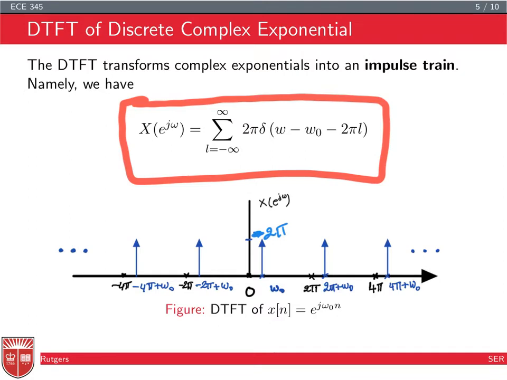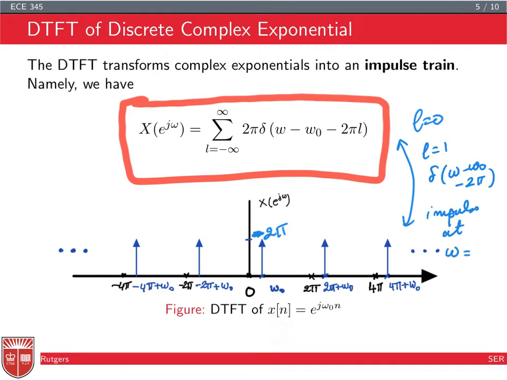Now, if you just wanted to understand the relationship between how this formula gives you this graph, for L equal to 0, you get ω minus ω0, so you have an impulse at ω0. For L equal to 1, maybe if I do it on the side, you get an impulse at ω minus ω0 minus 2π, which means the impulse is at ω equal to ω0 plus 2π.